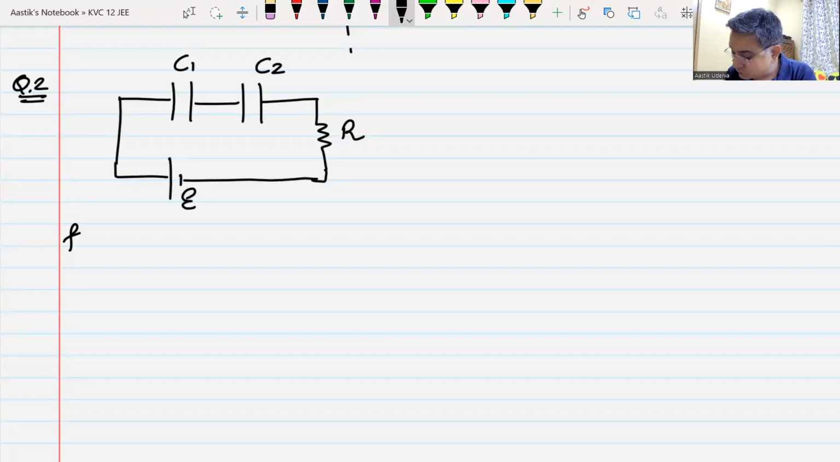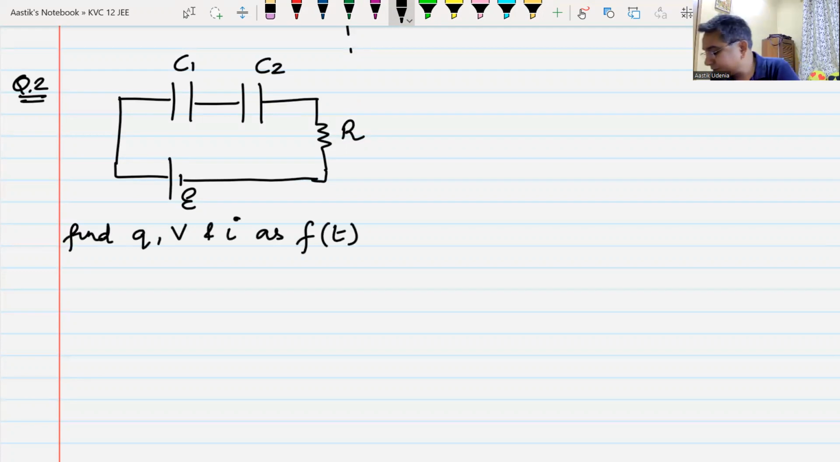The question is pretty simple. Find the charge, potential difference across each capacitor, and current as a function of time for this circuit. I'll give you 2 minutes. You don't have to actually do it. If you understand the concept, you should be able to tell me what would be the ultimate result. So I'll give you 2 minutes to think about it and tell me what answers you are getting. I hope you have understood the question, everyone.